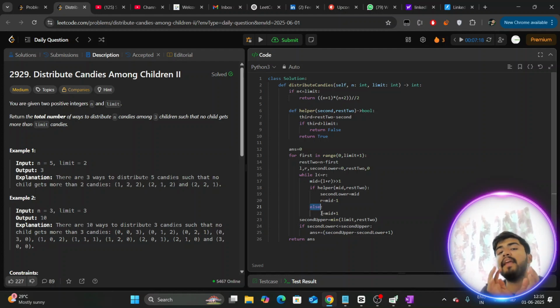then we are searching for assigning more candies to second, and if it is true, then I am assigning second lower to be mid, and my right is nothing but mid minus 1, and my second upper is the minimum of limit, since it can grow at max of limit, and what altogether it is holding. Altogether how many candies we have for assigning to second and third? It is rest 2. So I have to take that as the boundary second upper can have. And if my second lower is less than my second upper, I am increasing my answer by second upper minus second lower plus 1. Yes, and finally I am returning the answer.